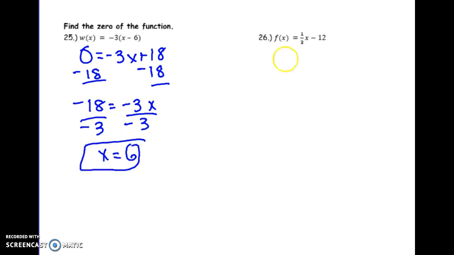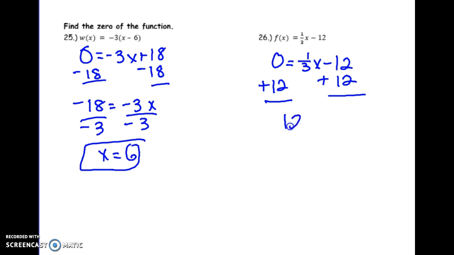All right, 26. We're going to set it to 0. We're still finding the 0 of the function. So 0 is equal to 1/3 x minus 12. We add 12 to both sides. When we do that, we end up with 12 is equal to 1/3 x. Now we're going to multiply both sides by 3. So we end up with 36 is equal to x, or x is equal to 36.